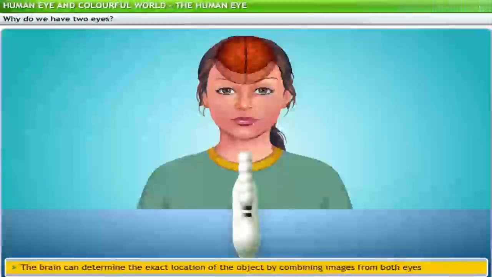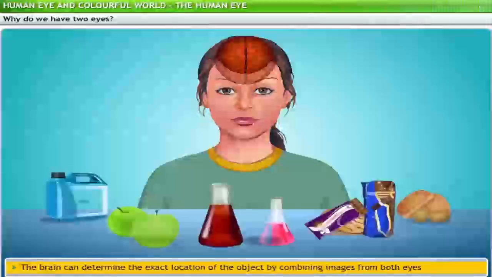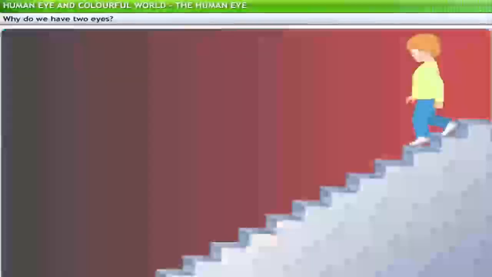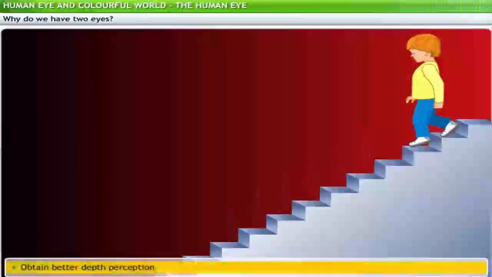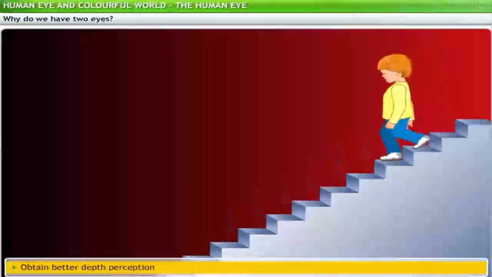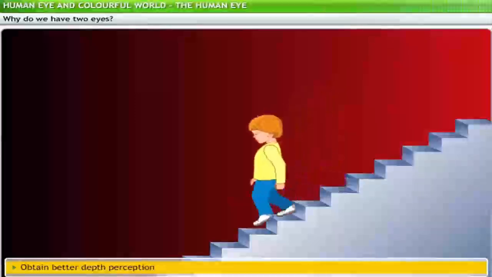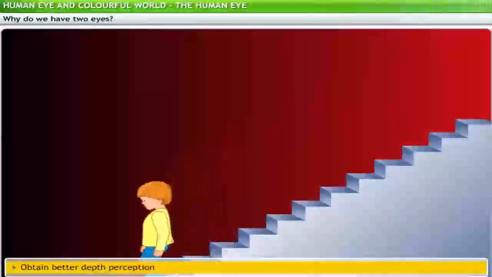This positioning of eyes, known as stereo vision position, helps us to see the maximum possible number of objects around us. Two eyes together provide you the visual ability to see the world in 3 dimensions. That is, they give you the ability to gauge depths. This is very useful while walking or judging distances.